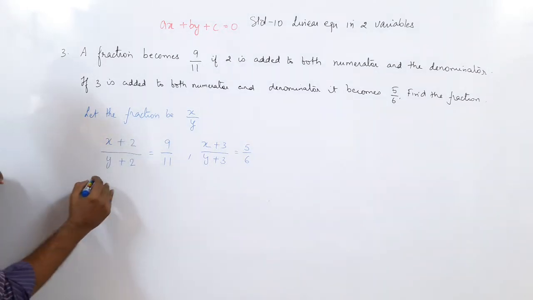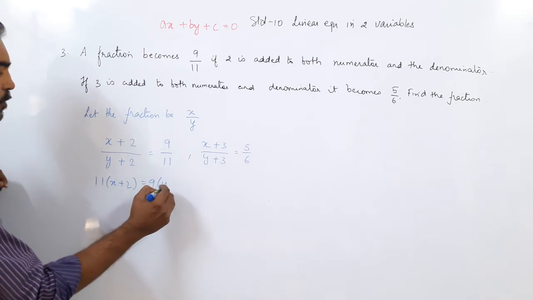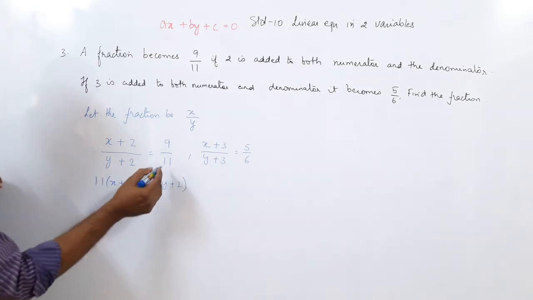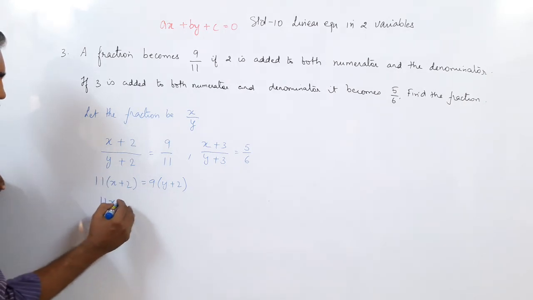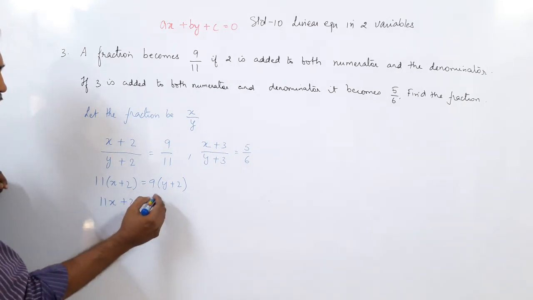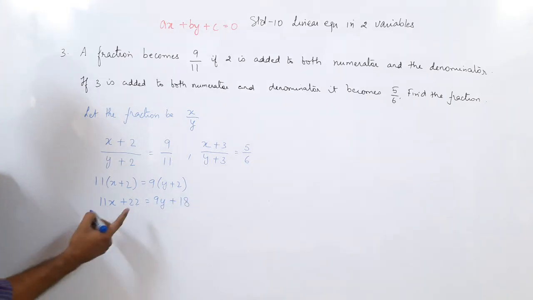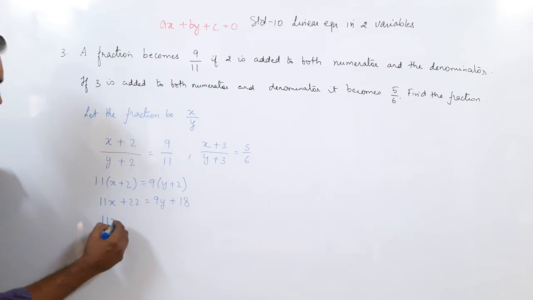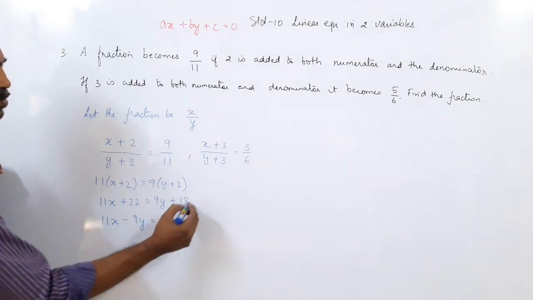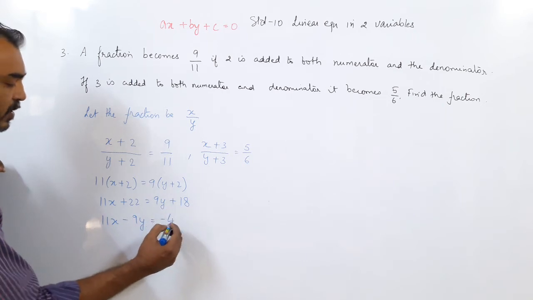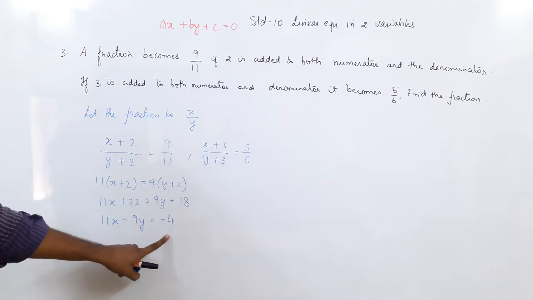We will cross multiply. So 11 into x plus 2 equal to 9 into y plus 2. Yes, this goes in multiplication here, this here. So 11 into x is 11x, 11 2s are 22, 9 into y is 9y, 9 2s are 18. Now we rearrange. So 11x, 9y comes on this side, minus 9y, 22 goes on this side, 18 minus 22 is minus 4. So now it is coming in which form?